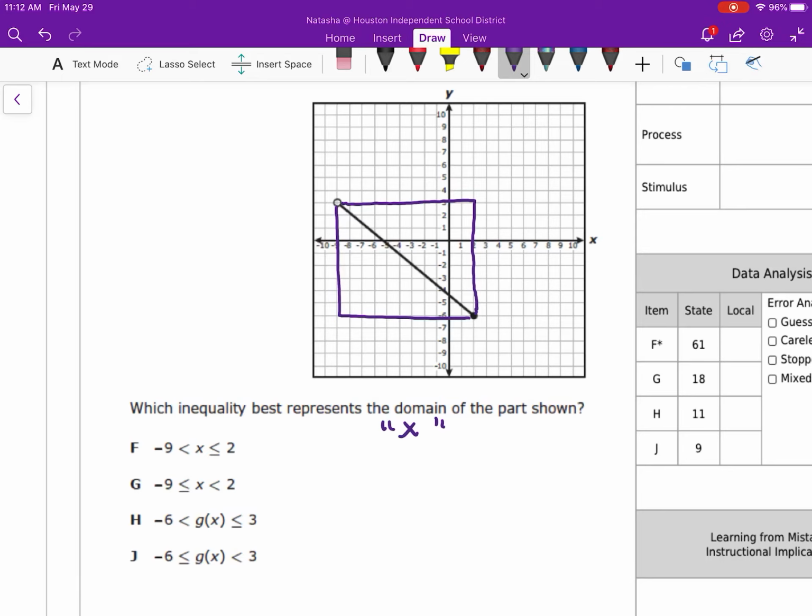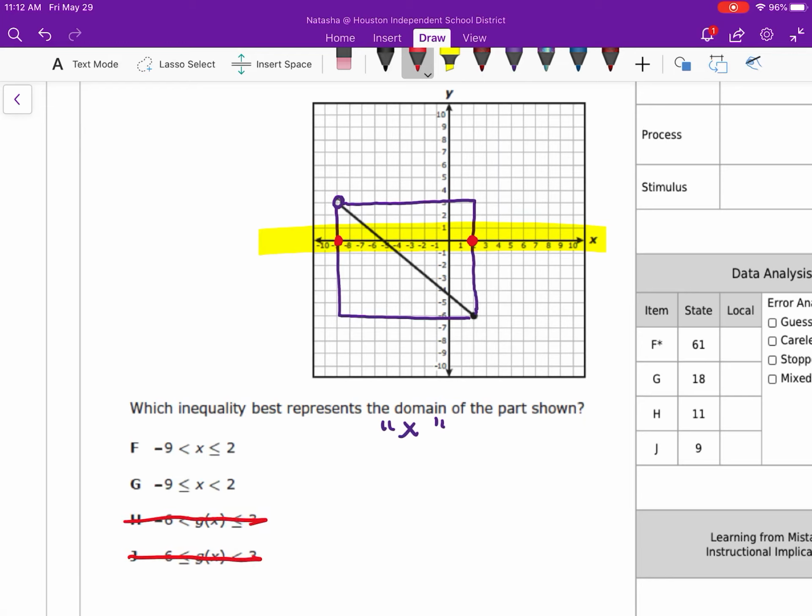Now, one of those limits is not included. So if our x values are all of these values on our x-axis, I want to look at the smallest x value that I'm going to hit on this graph, which is here at -9. And then my largest value is going to be here at 2. So I'm going to eliminate H, and then I'm going to eliminate J.